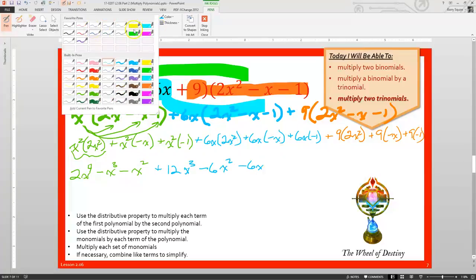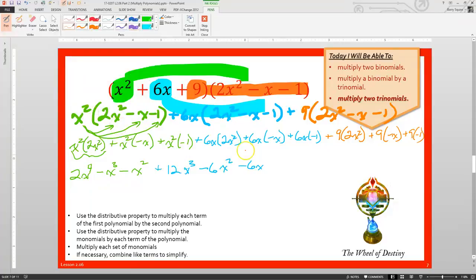And then in the orange section, I've got 9 times 2x squared. How about that being 18x squared? And I've got 9 times negative x. How about a negative 9x? And then a negative 9. Excellent. I'm almost out of time already.